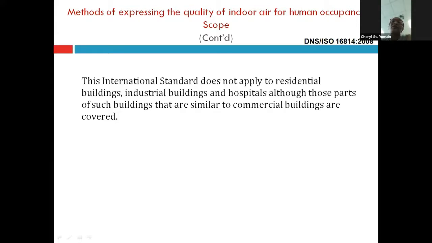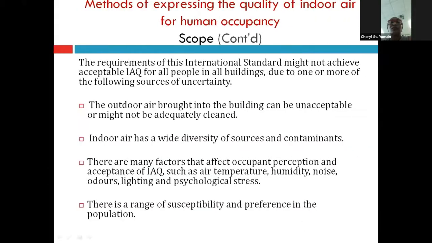So persons, the environment, the design, the material that are used in constructing homes can contribute to poor indoor air quality. The requirements of this international standard might not achieve acceptable indoor air quality for all people in all buildings due to one or more of the following sources of uncertainty. And that's important to note.